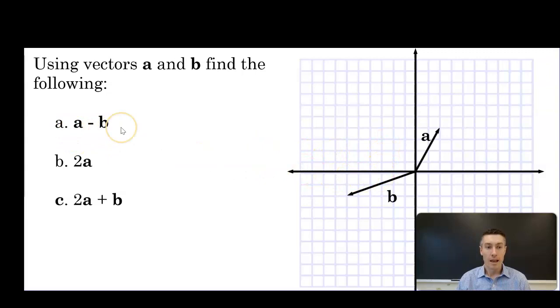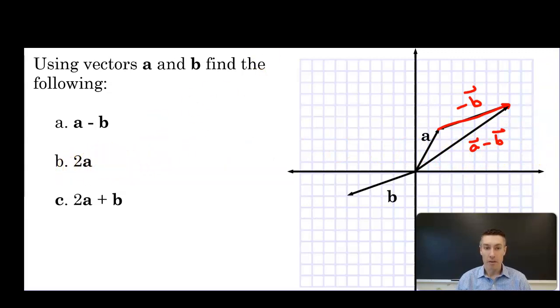Okay, so a minus b. I'm going to move vector b here. I know I did it the wrong way, where their terminal points are matching, but that's because negative b then goes the opposite direction. So then a minus b, we go from the initial point to the terminal point there. So that's going to be a minus b.